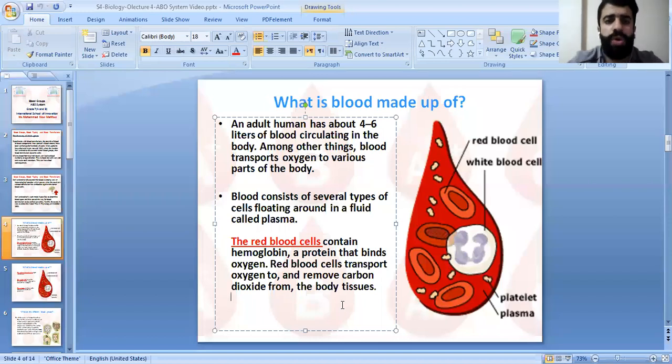Red blood cells, what do they do? The function of the red blood cells is to transport oxygen and to remove carbon dioxide from the tissues. They transport oxygen to the tissues, to the cells inside our body, and they remove carbon dioxide from these tissues. Okay, this is the role of the red blood cells.